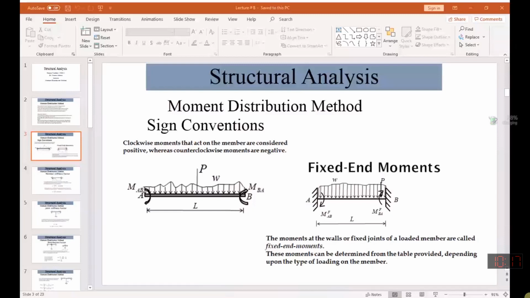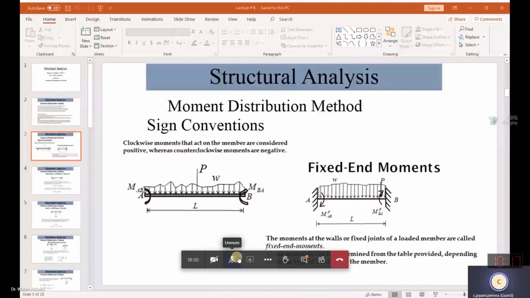Roll number 60. Roll number 61. 62. 61 present, sir. What is your name? Fariha Nisar. Okay, beta. Roll number 62. 63. Yes, sir, 63. What is your name? Saliha. 64. 65. Yes, sir. Present 65. What's your name, beta? Jayani Pereira. Sir, my roll number should be R65. R65. Okay.